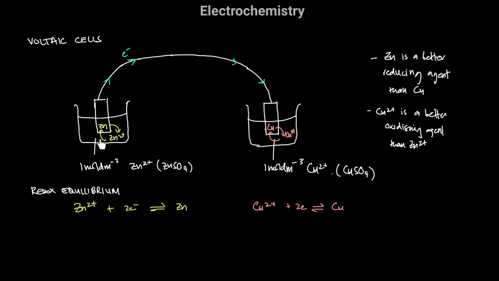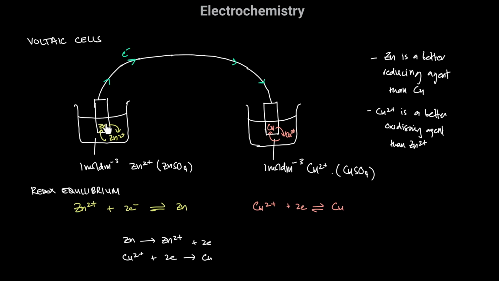What I can say over here is that zinc is losing electrons, and then the copper 2 plus is gaining electrons. So electrons are flowing from zinc to copper. So the half equation that we have is zinc losing electrons, and then copper 2 plus gaining electrons to form copper metal, as the electrons flow from the zinc to the copper electrode.